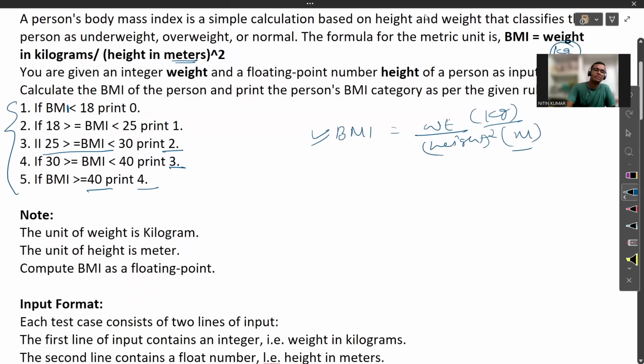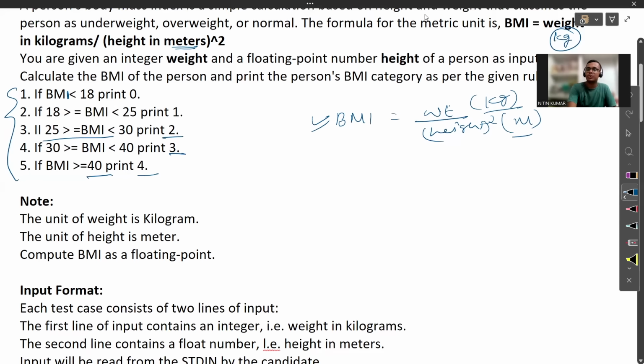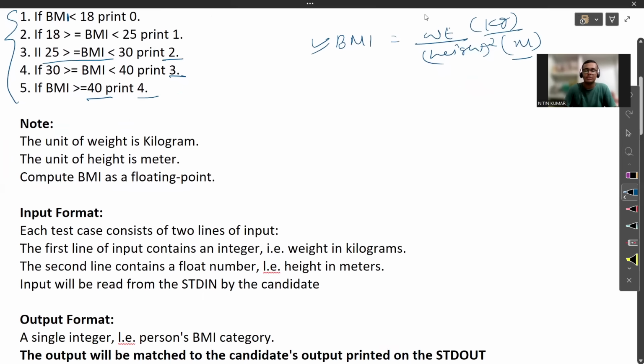Now something is mentioned to us in the note, that the unit of weight is always in kilograms, so we do not have to worry about anything. Whatever we take as input for the weight would always be in kilograms. Then it says the unit of height is always in meters. This is also clear. Then we have to compute the BMI, and the resultant value that we get would be in the floating point data type. The variable which will store the result will be floating point. So this is what we have to consider while solving this problem.